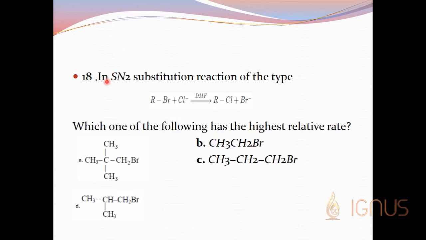Question number 18. In SN2 substitution reaction of the type, which one of the following has the highest relative rate? Here they are given the options, find the best possible answer. It's an SN2 reaction, you have to tell the highest possible reaction rate.